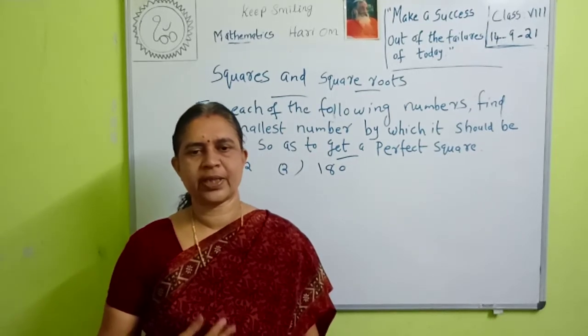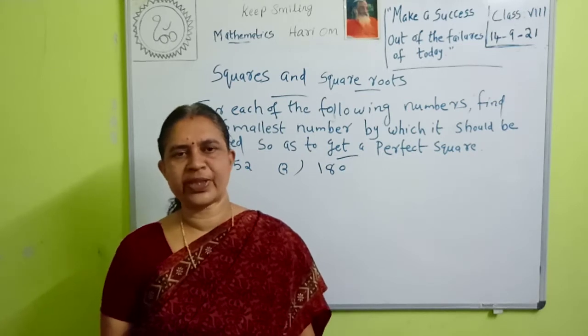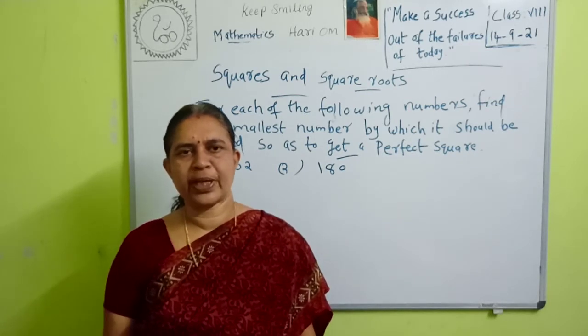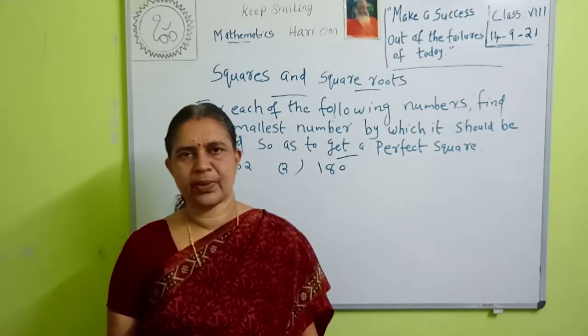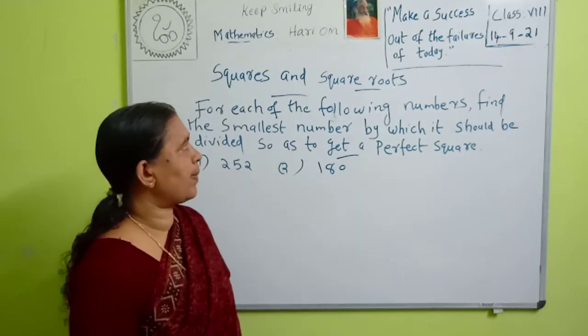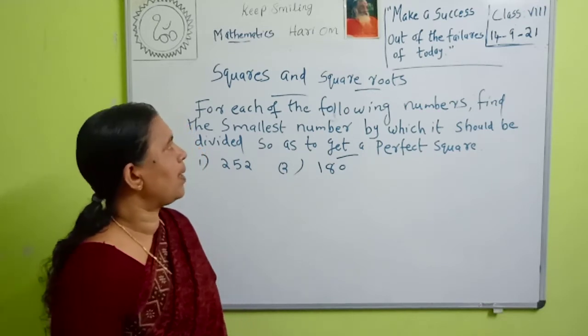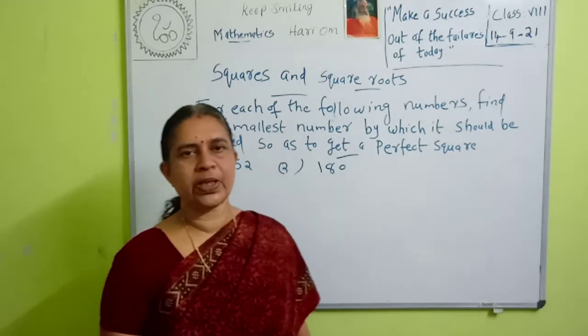Hariom students, all of you are obeying the instructions given by our government for our safety to maintain a 2-meter distance away in public places. Okay. Then what is the meaning of Sam Ji saying, make a success out of the failures of today? Make a success out of the failures of today.